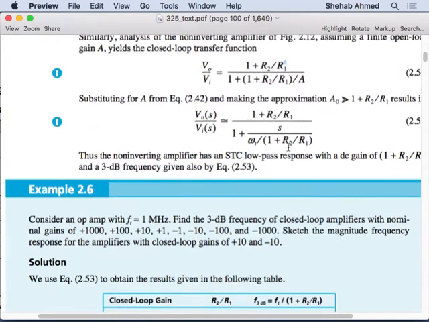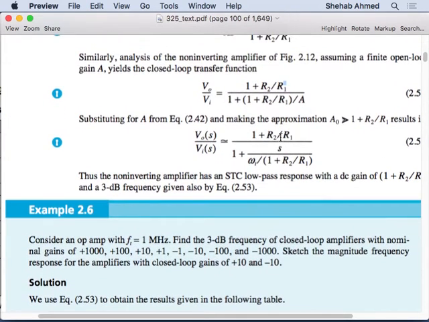They're telling you that this closed loop amplifier has a nominal gain of 1,000. If you make it equal to 1,000, at DC put s equals 0, then 1 plus R2 over R1 is equal to 1,000, so you can calculate R2 over R1.